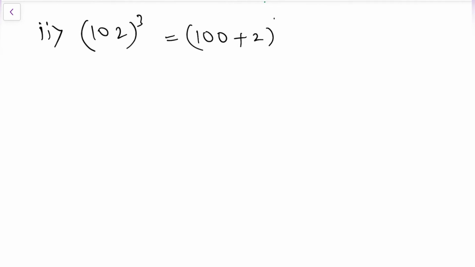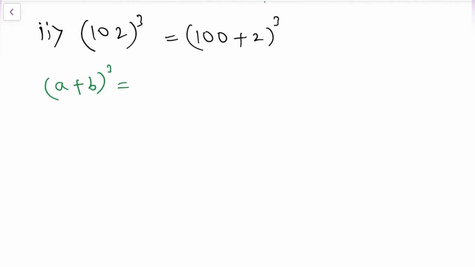Let us move to the next question. 102 whole power 3. This is also in the 7th bit only. Second question, 102 whole power 3. So here 102 whole power 3 can be written as 100 plus 2 whole power 3, which is in the form of a plus b whole cube.